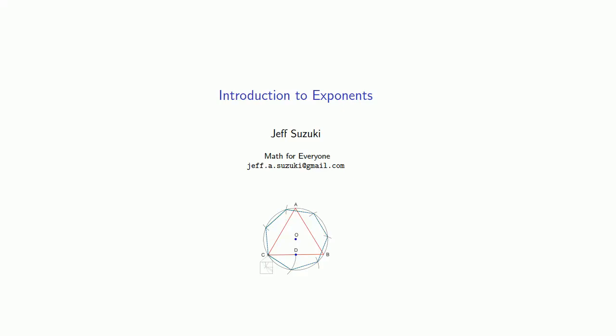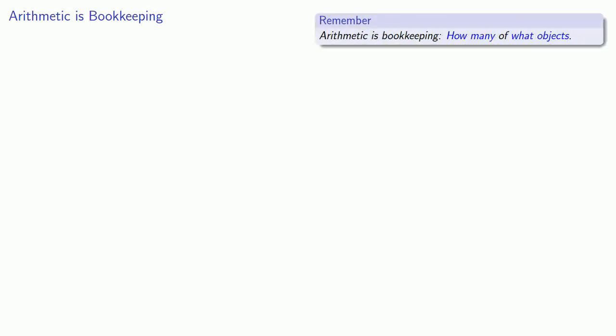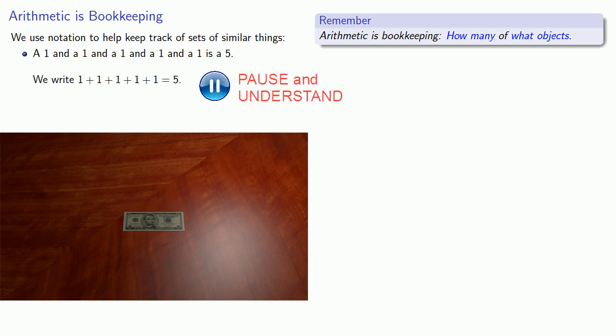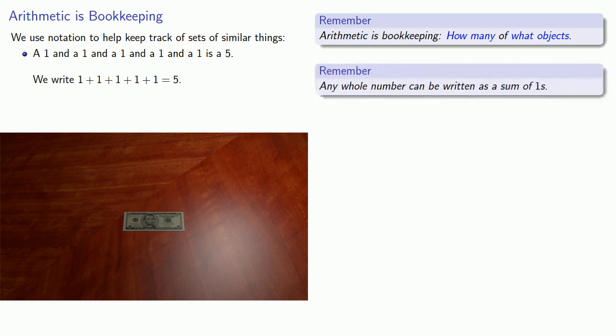So a very useful way of writing numbers involves what's known as exponents. Remember that arithmetic is bookkeeping. How many of what objects? And we use notation to help keep track of sets of similar things. So we might have a 1 and a 1 and a 1 and a 1 and a 1, but we could call this a 5. And mathematically, we might write something like 1 plus 1 plus 1 plus 1 plus 1 equals 5. And this goes back to the basic idea that any whole number can be written as a sum of ones.